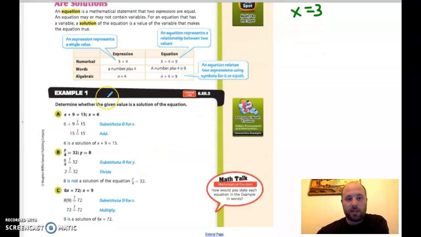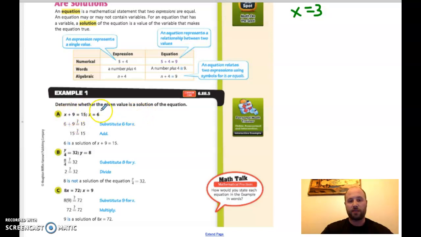So let's get into this. We're going to determine whether these are true or false. It says determine whether the given value is a solution of the equation. So our math problem is x plus 9 equals 15. Well, this is just like what you did the other day. Now it's saying x is equal to 6. Okay, so we're going to plug that back in our equation. And if that equation at any point isn't true, it's not a solution. So let's just plug it in.